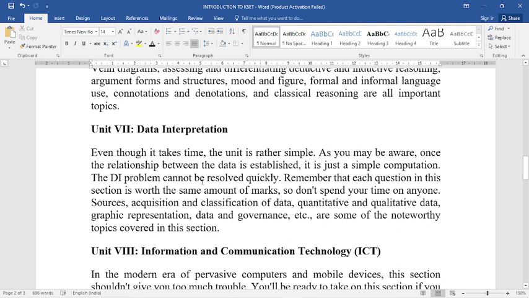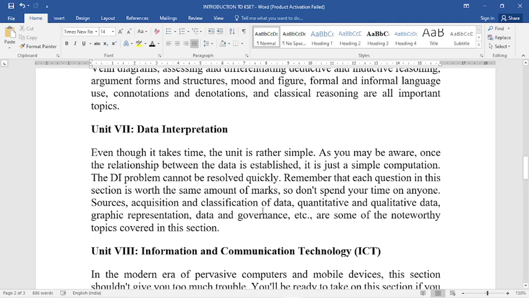The DI problem cannot be resolved quickly. Remember that each question in this section is worth the same amount of marks, so don't spend your time on any one. So it has equal marks, and we are not going to get stuck on a single question. If it is a very complicated one, then leave it and move to the next one.